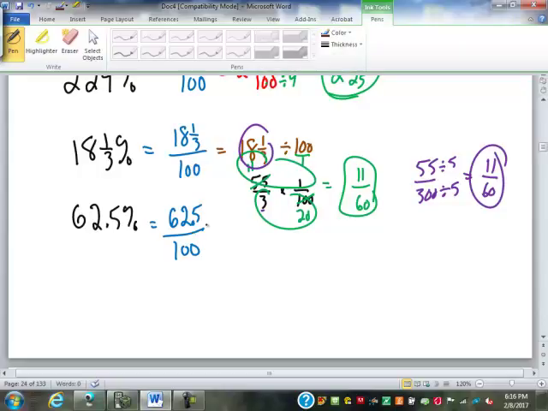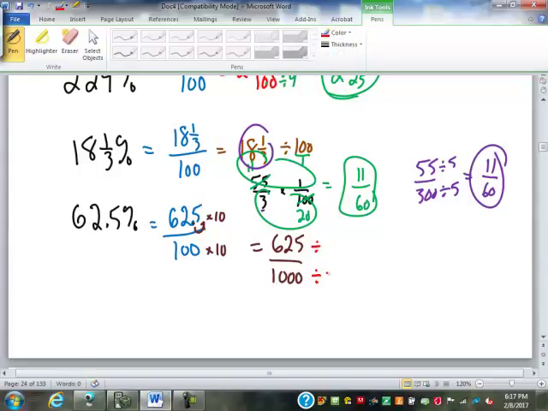So 625 over 100. Have to get rid of that decimal, so I'm going to multiply by 10. Now I multiplied by 100 before. Why am I only multiplying by 10 here? Perfect. It's in the 10th spot. Yep, it's only one decimal place. So we only have to move the decimal over one spot, so we multiply by 10. So 62.5 times 10 is 625. 100 times 10 is 1,000.